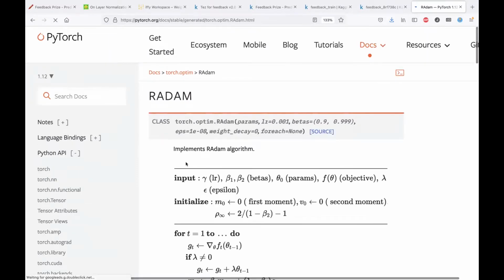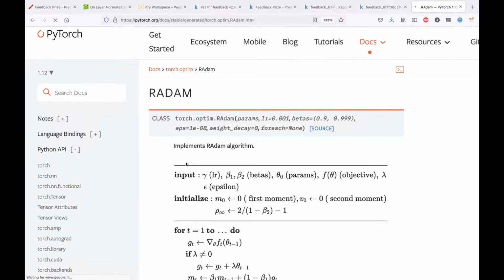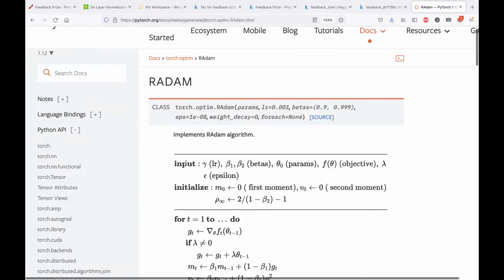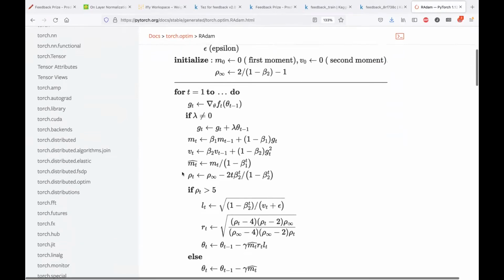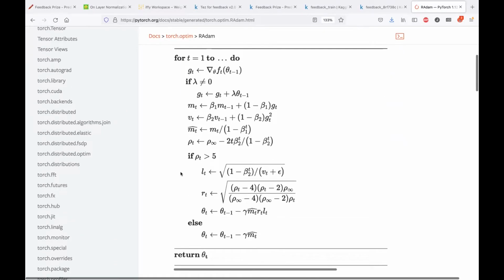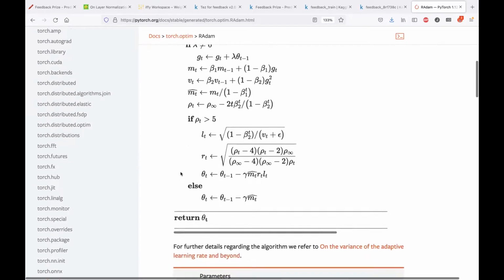Okay. Yeah, there is something called R-Adam. Okay, thanks. I will try this, although I don't know what the difference is between this and Adam.